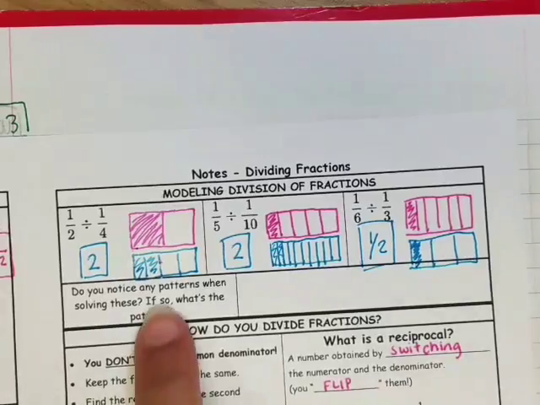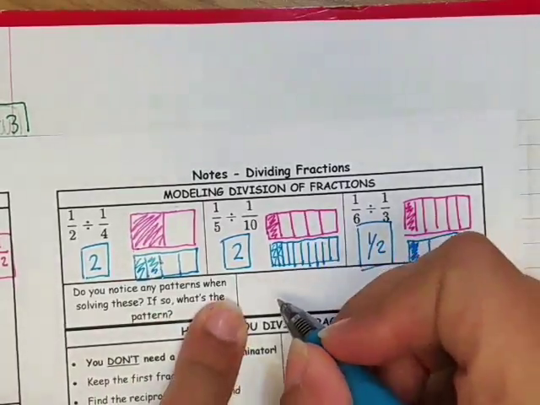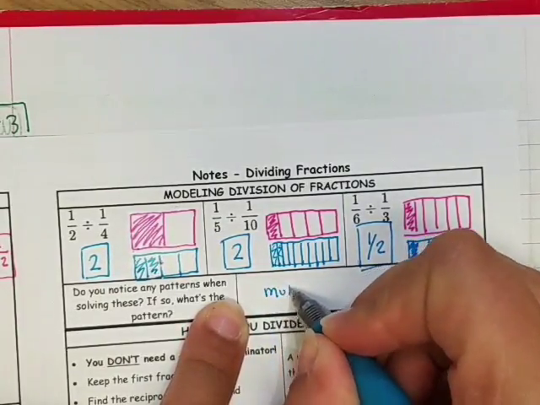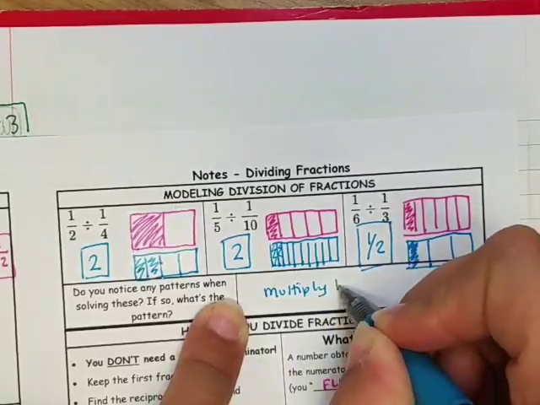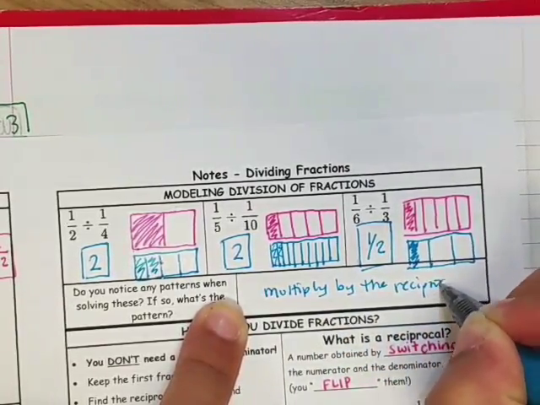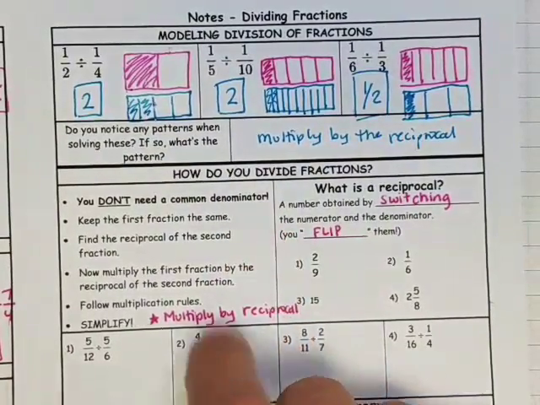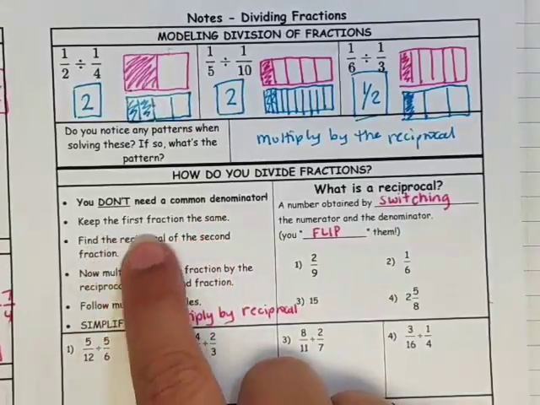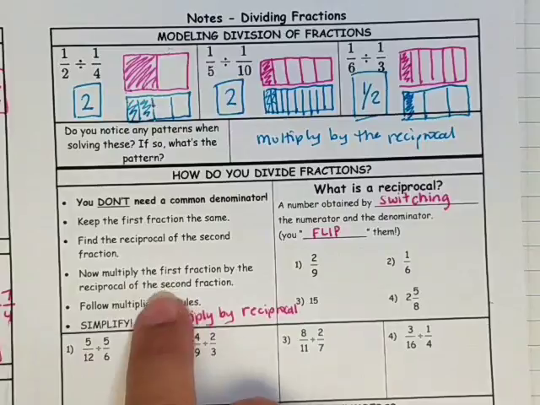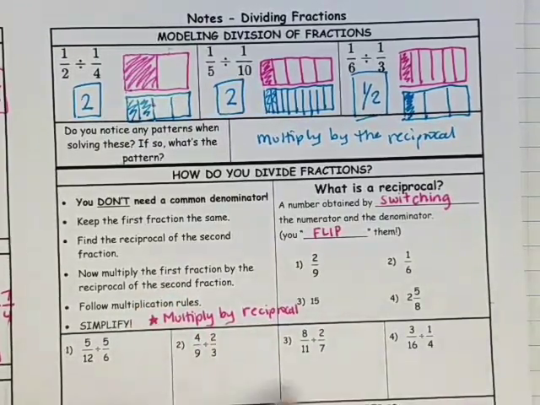So do we notice any patterns in solving these? If so, what? Well, what we can notice is that you actually could multiply by the reciprocal. Okay. So how do we divide fractions? You actually don't need a common denominator. You're going to keep the first fraction the same, and then you're going to find the reciprocal of the second fraction, and then you're going to multiply those two fractions together. So a quick little thing is just multiply by the reciprocal.